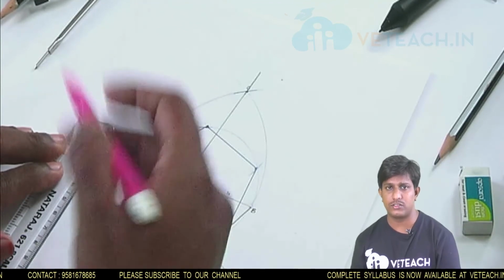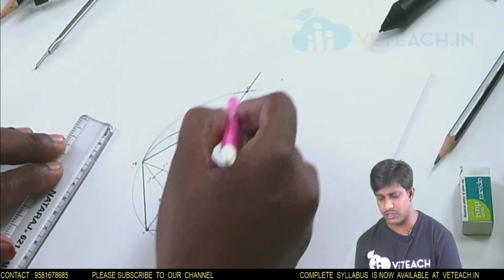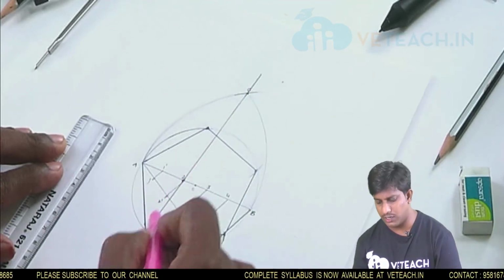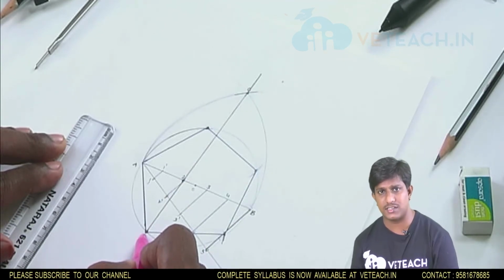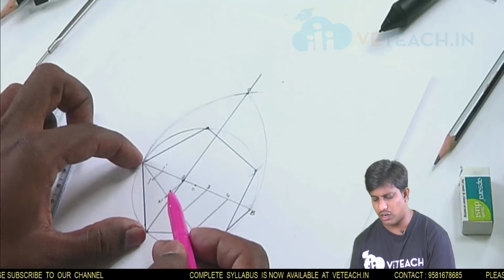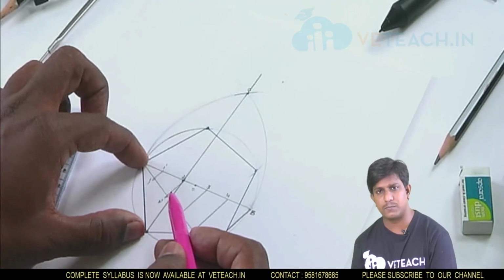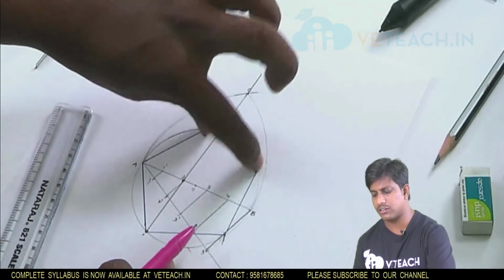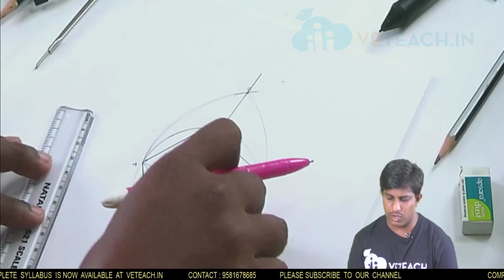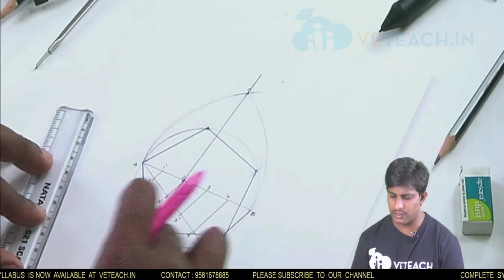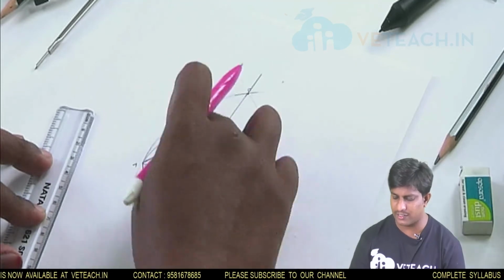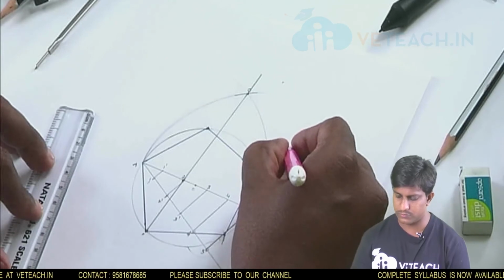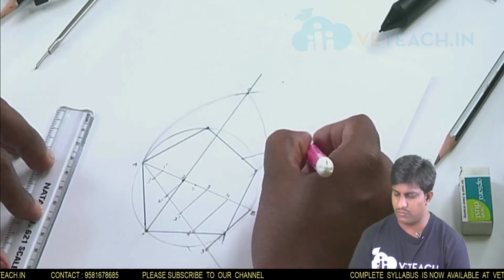For the hexagon also we follow the same procedure. From C, draw a line passing through 2 and extend it to touch the circle here. Then join A and that point. Take that length and draw arcs on the circle, then join those lines with an HB pencil. Then you will get a pentagon.